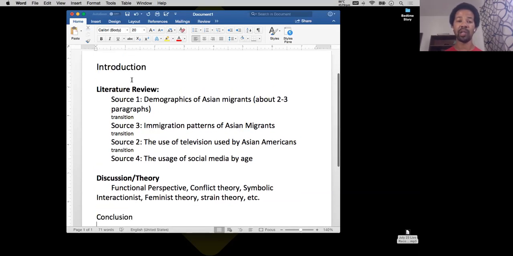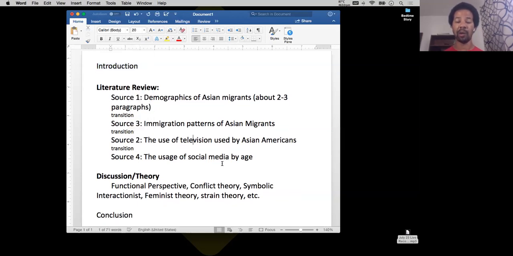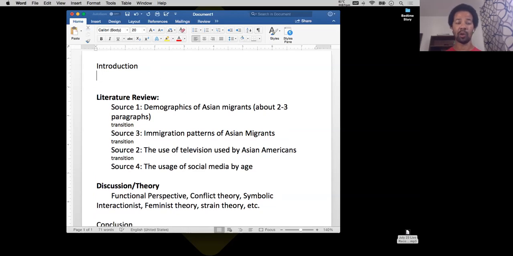Now you're probably wondering, why am I writing the introduction now and then immediately following, why am I writing the conclusion? If you think about a lot of papers, especially research papers, the introduction sets up the entire paper. There's no way I could start to write the introduction before the literature review or the discussion because I don't know what I've written already.